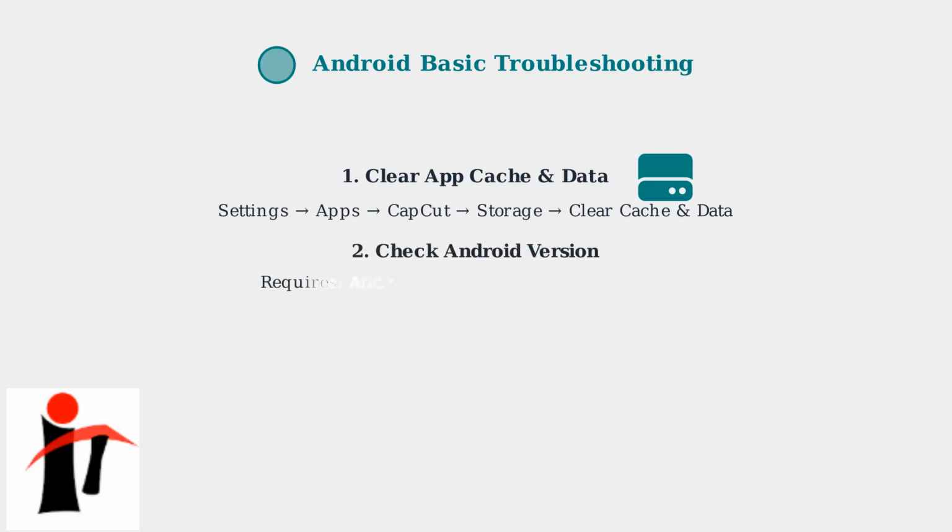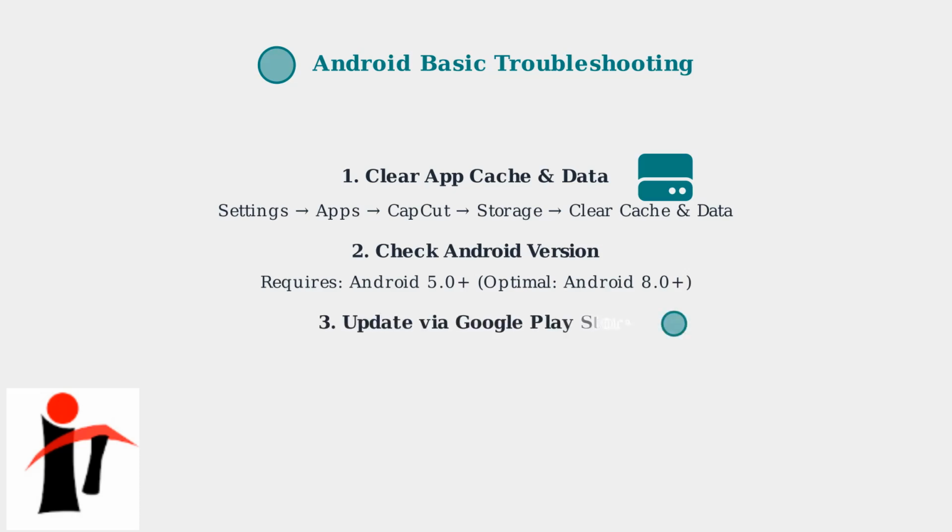Check your Android version compatibility. CapCut requires Android 5.0 or higher, with optimal performance on Android 8.0 and above. Update CapCut through the Google Play Store. Open the Play Store, search for CapCut, and tap Update if available. For persistent Android issues, try these advanced solutions, including battery optimization and permission settings.